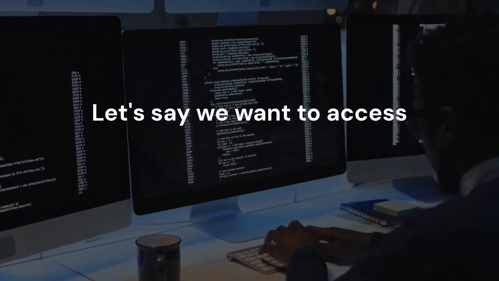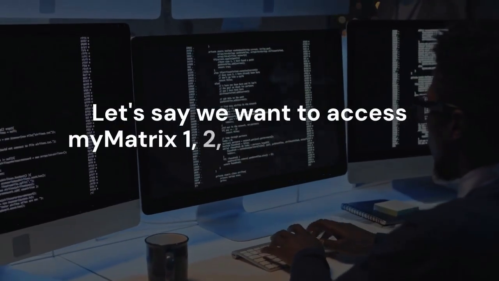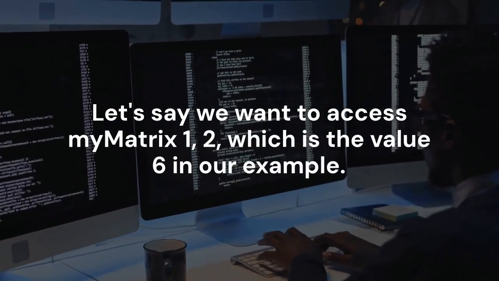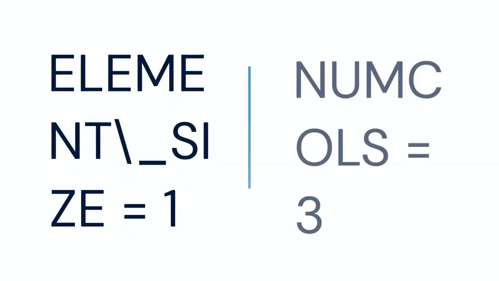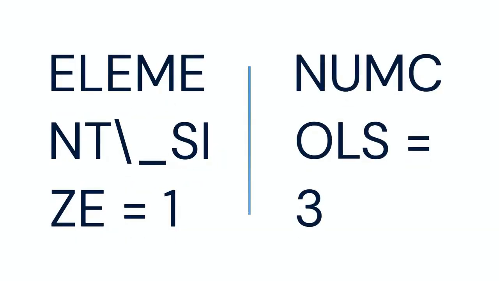Let's say we want to access my_matrix[1][2], which is the value 6 in our example. Assuming each element is 1 byte, element size equals 1, and num_cols is 3. The offset would be 1 * 3 plus 2, times 1, equals 5. So, the element is at base address plus 5.